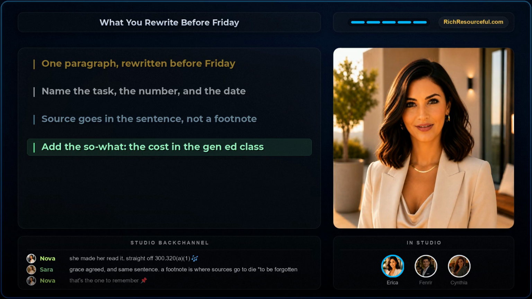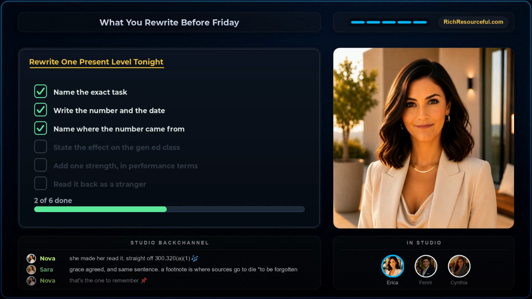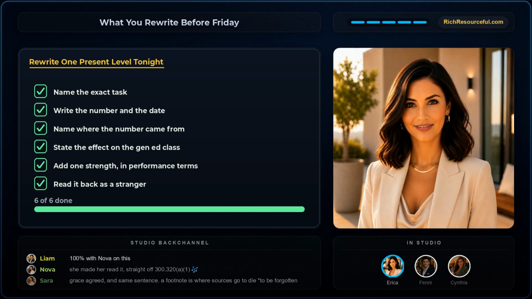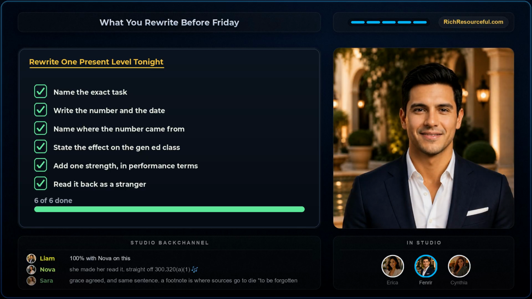6 moves, in order. None of them need a new assessment. Name the exact task. Write the number and the date. Name where it came from. State the effect on the general education class. Add one strength in performance terms. Then read it back as a stranger who never met the child. 6 moves, none of them a purchase order.